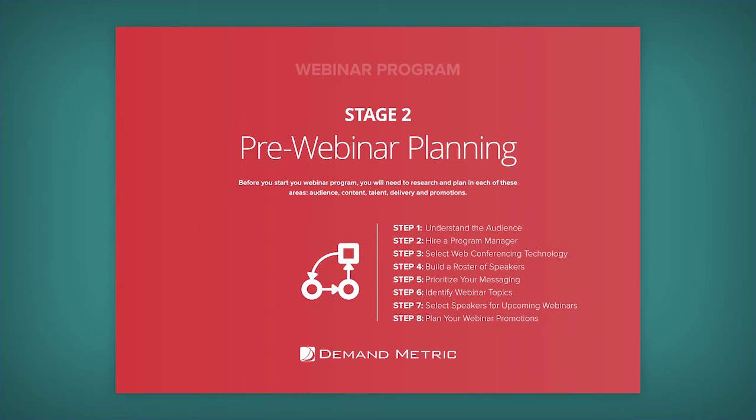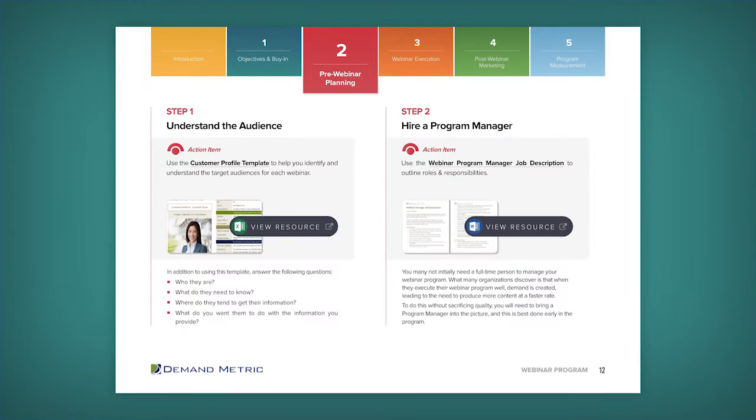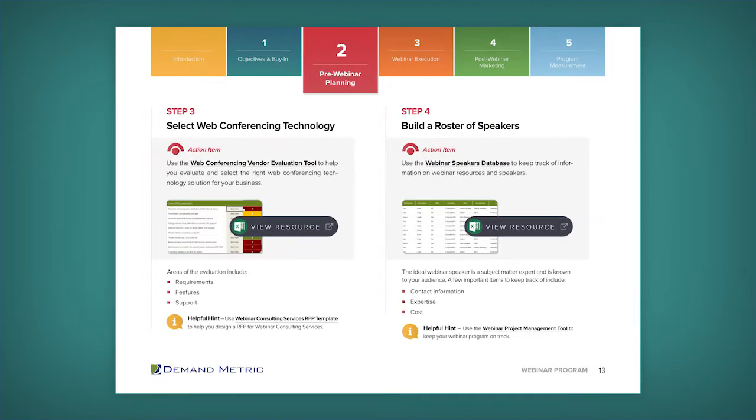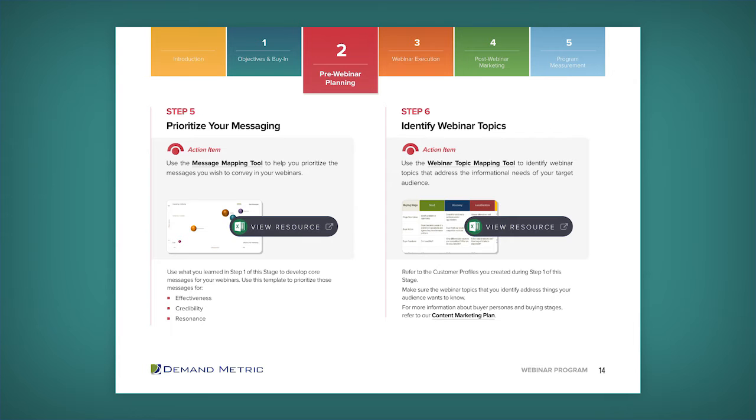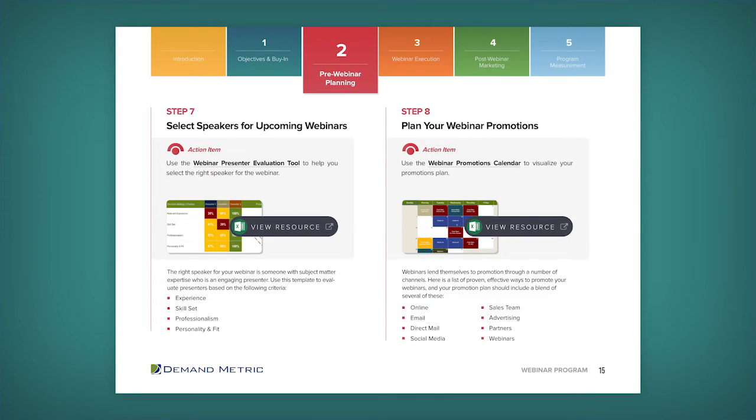The next stage is pre-webinar planning, and the first step here is to understand the audience. Next, hire a program manager. Select web conferencing technology. Build a roster of speakers. Prioritize your messaging. Identify webinar topics. Select speakers for upcoming webinars and plan your webinar promotions.